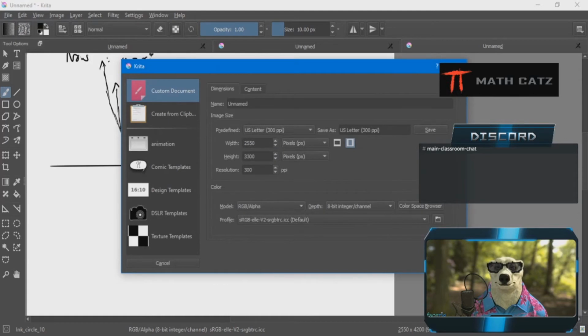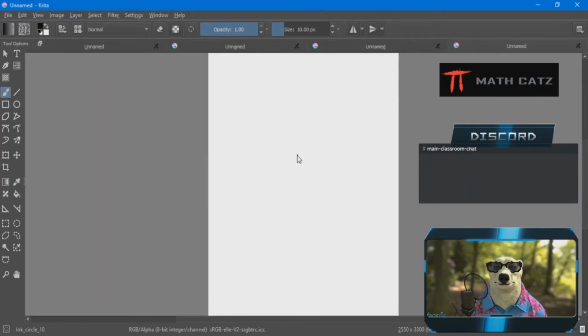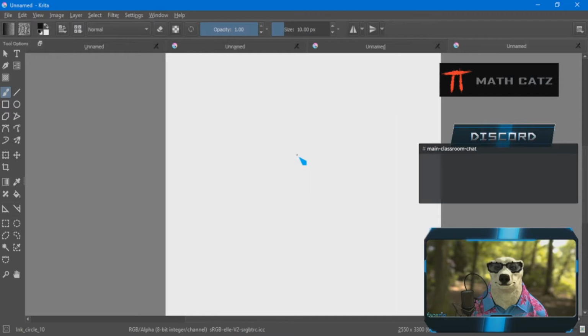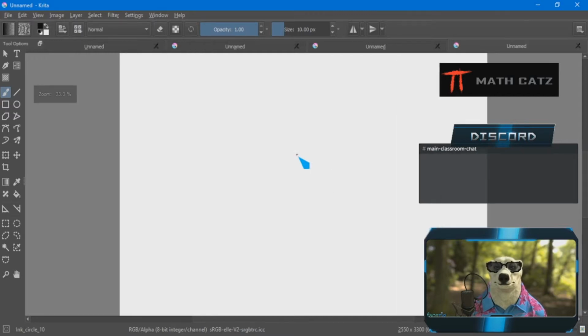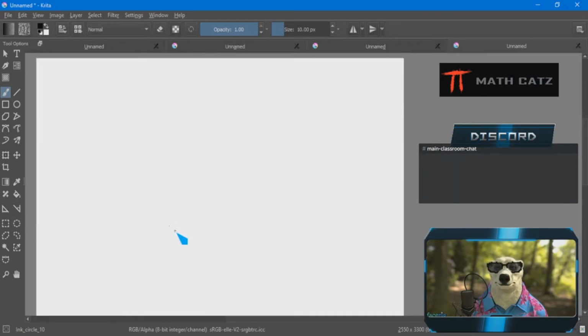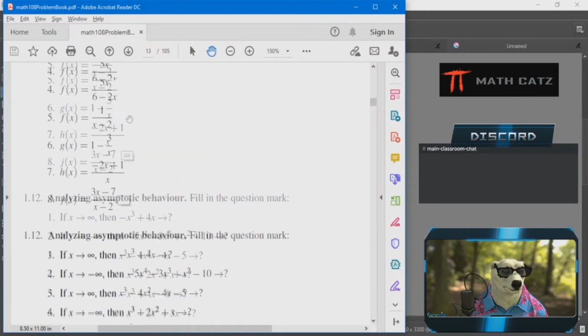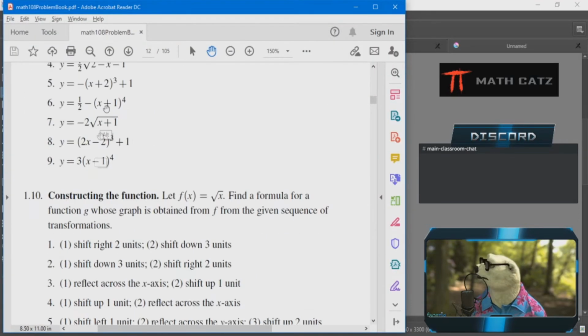Okay, let's make a new page here. So slow. I press the button and eventually something happens. I press the button. All right. 1.9, 1.9, where are you?